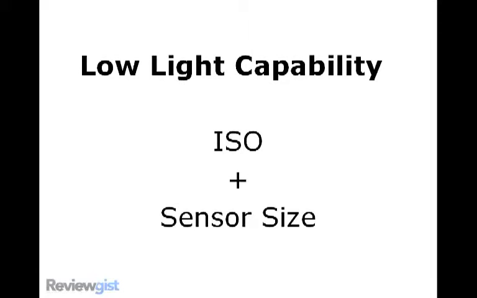The two main factors affecting low light photography are the ISO and sensor size of your camera. The ISO is a measure of your camera's sensitivity to light. The sensor directly affects how much incoming light is absorbed to form a picture. Let's take a look at each of these in turn.